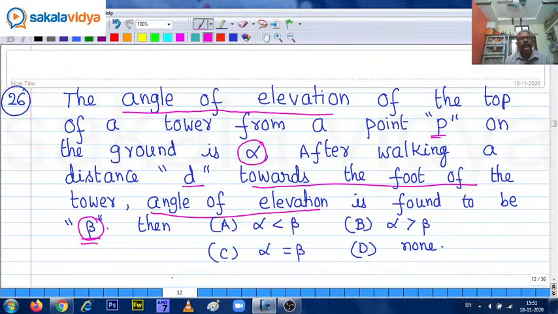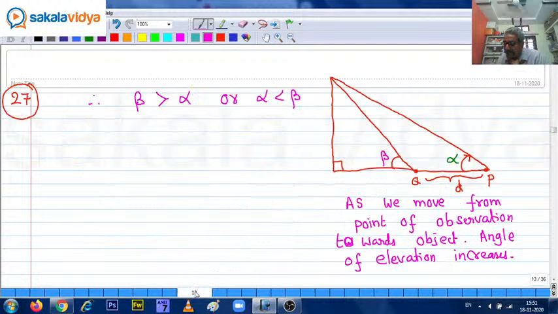So now you check: alpha is less than beta. A is the right option. Yes, alpha is less than beta is absolutely correct.